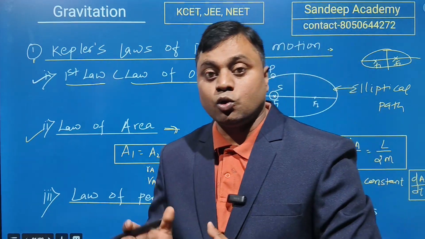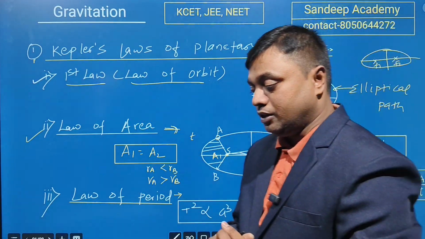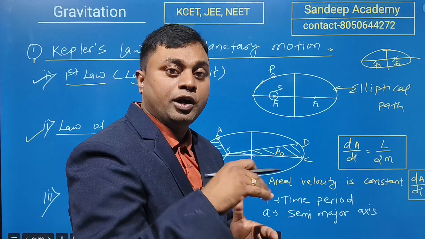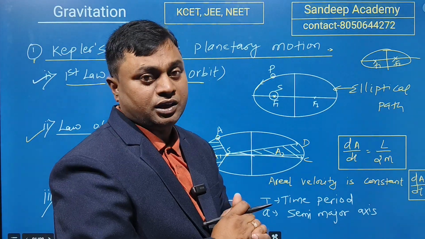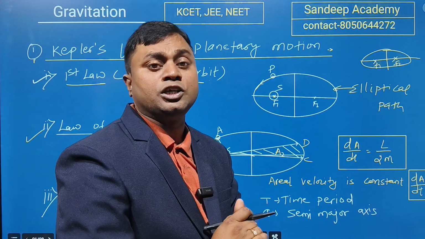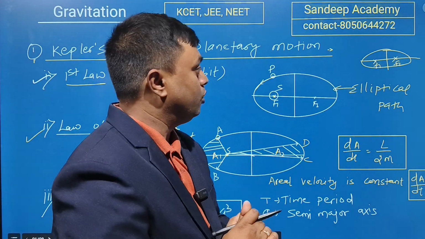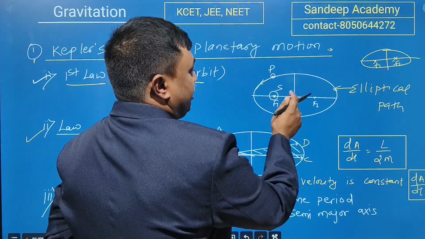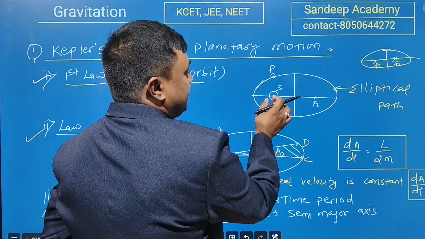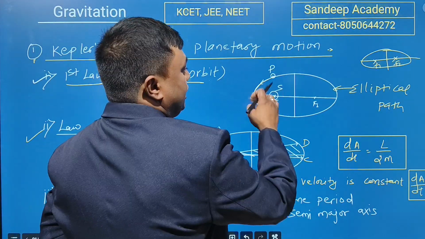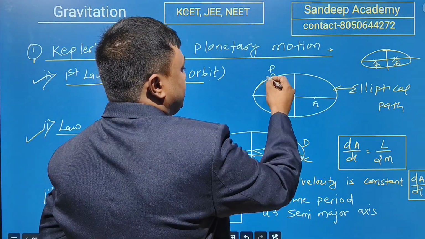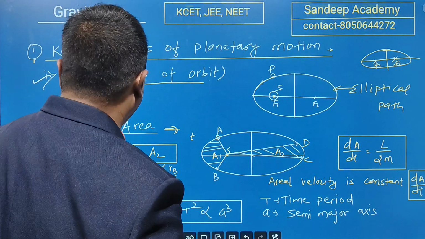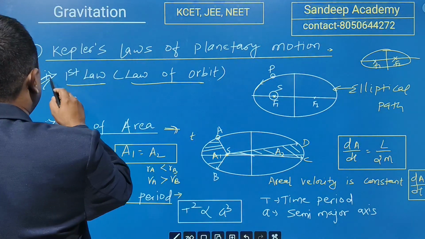The first law is also called the law of orbits. What did Kepler say? Kepler said that any planet revolves around the sun in an elliptical path with the sun at one of its foci. Here P is the planet and S is the sun. Where is the location of the sun? The sun is present at one of the foci of the ellipse, and the planet is revolving in an elliptical path. This is called the law of orbits.